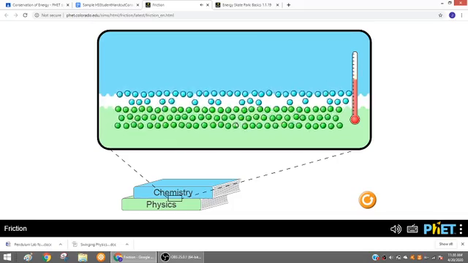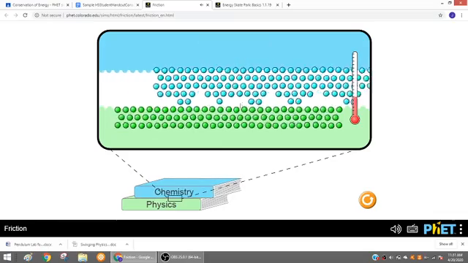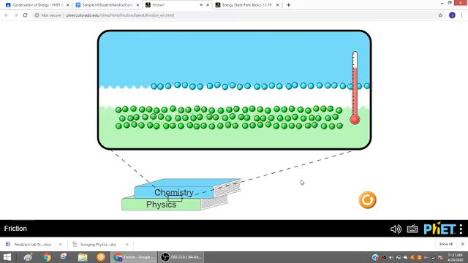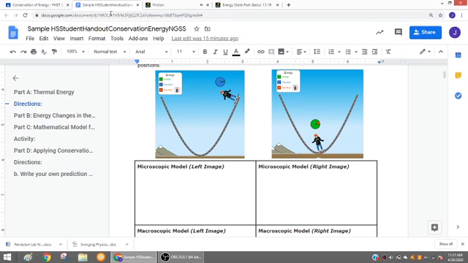Take a screenshot of this. I'm going to go ahead and do that. I'm going to reset it, and I'm going to put the book on here. I'm going to screenshot it, and I'm going to go ahead and paste that in this document right here.